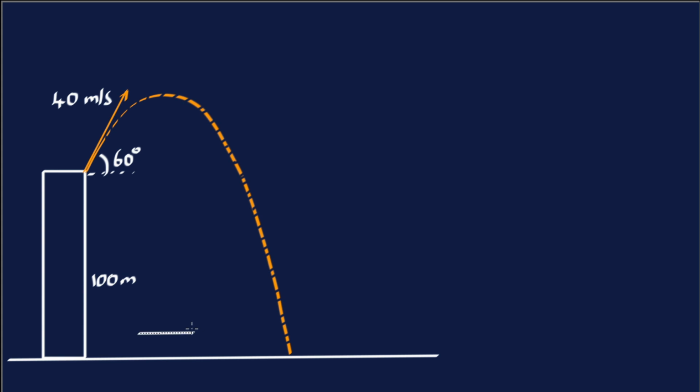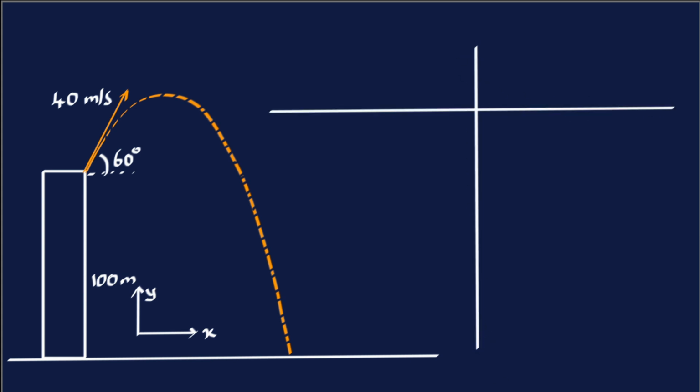So I'll take my x-axis pointing to the right and my y-axis pointing up. And our next step is to write the motions in the x and y directions separately. So let's do that. So x, y. Initial velocity ux is 40 cos 60. Cos 60 is half. So 40 cos 60 is 20 meters per second. That's the x component of the initial velocity.